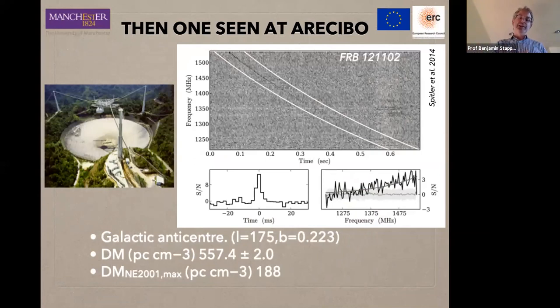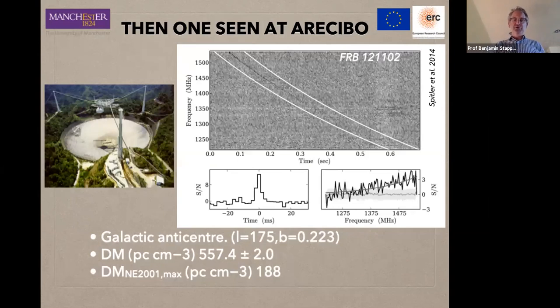It is called 12-1102. It has a dispersion measure, in these strange units that I've given here of parsecs per cubic centimeter, of 557. If you were very skeptical, you might say, oh, these bursts have all been detected at the same frequency. They've all been detected at around 1400 megahertz.